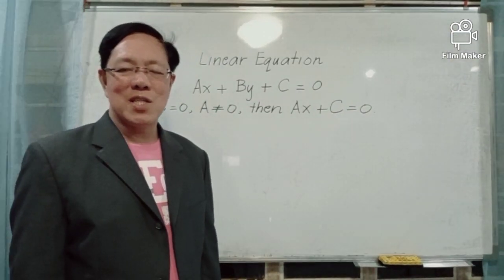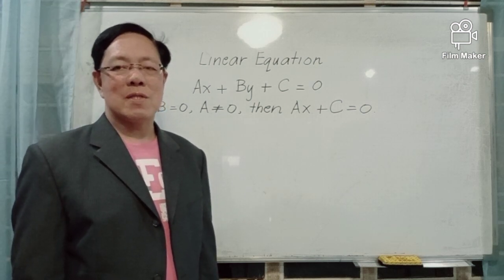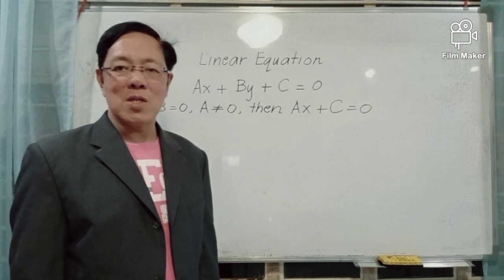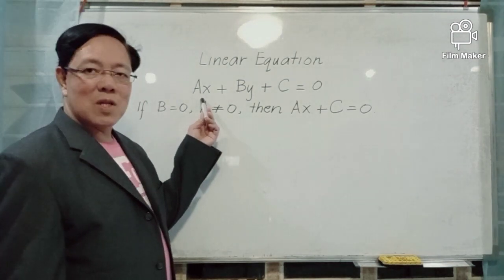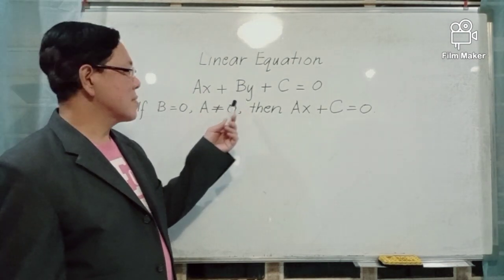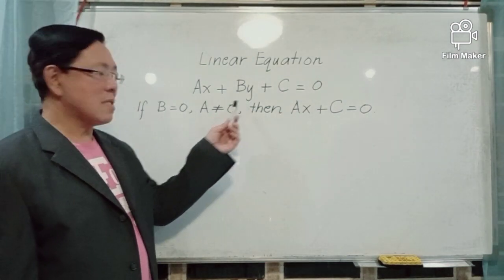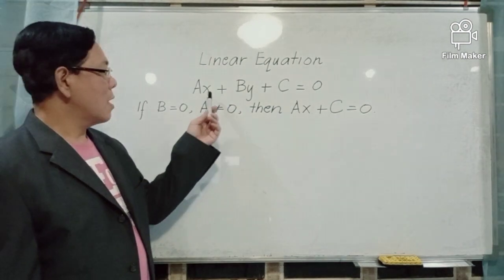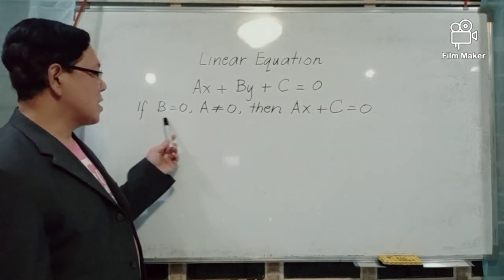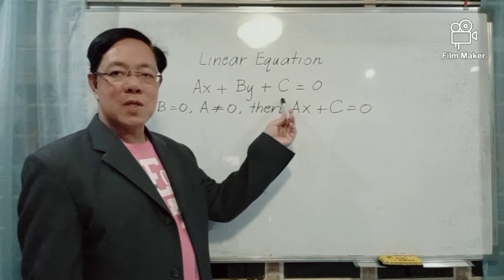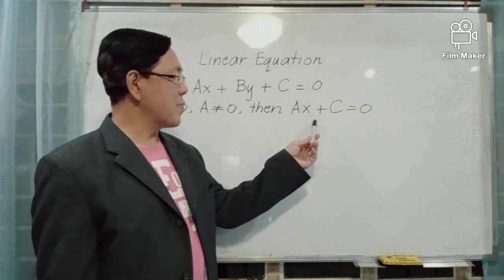Again, we consider the general form of a linear equation in two variables, or the equation of a straight line, in two variables x and y. We now suppose that the coefficient of y, b, is 0, and the coefficient of x, a, is not equal to 0. For this case, the general form simplifies to ax plus c equals 0.